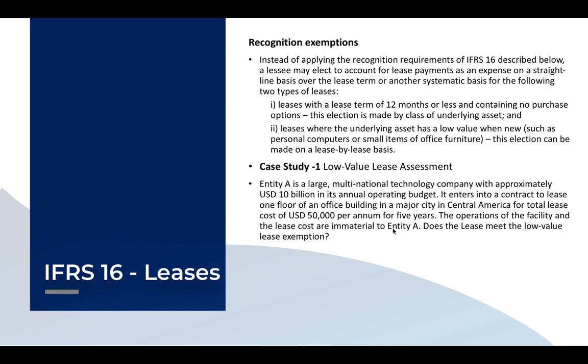Second is leases where the underlying asset has a low value when new, such as personal computers or small items of office furniture. This election has to be made on a lease-by-lease basis. So if the asset is of low value and is in a category such as personal computers or small items of furniture, then the lessee may go forward and account for it as an expense instead of applying the principles under IFRS 16.